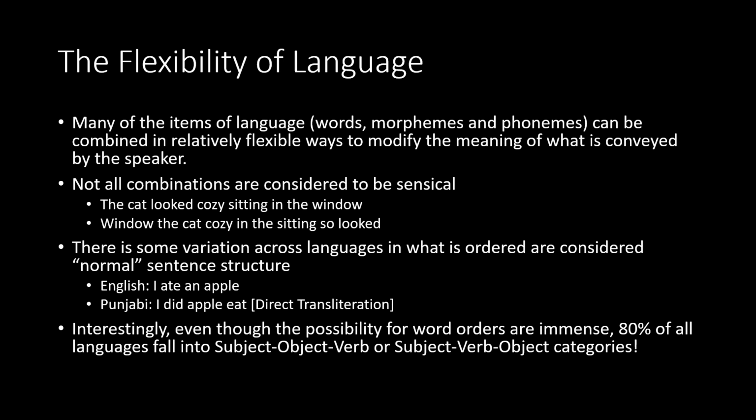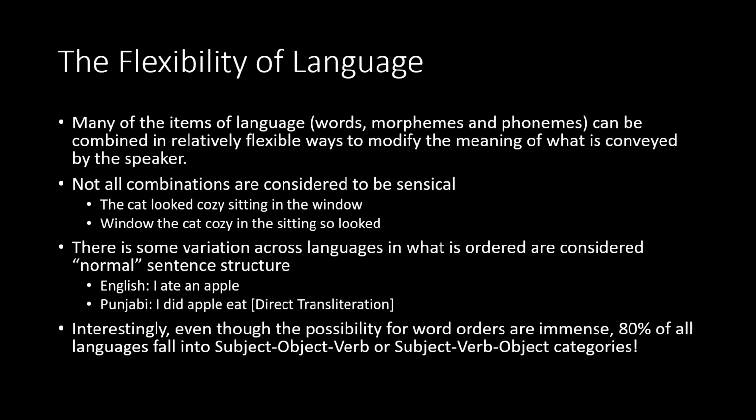What is surprisingly interesting, however, is that of the, I believe, currently about 7,000 languages spoken on this planet, there's actually a strong similarity in the way in which the sentence order is constructed or considered normal. In fact, 80% of all languages spoken today fall into these two categories that I showed you just now: subject, object, verb, so "I apple ate," versus subject, verb, object, as in "I ate the apple."